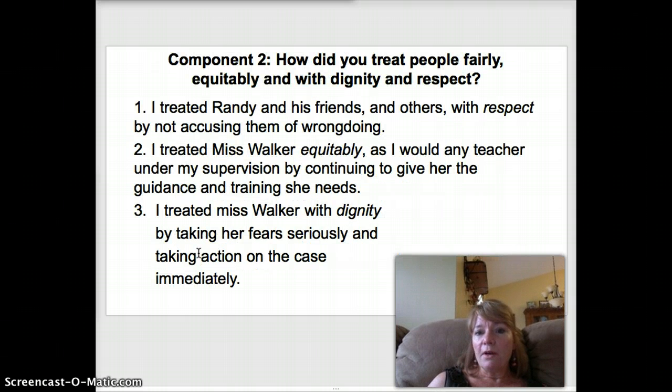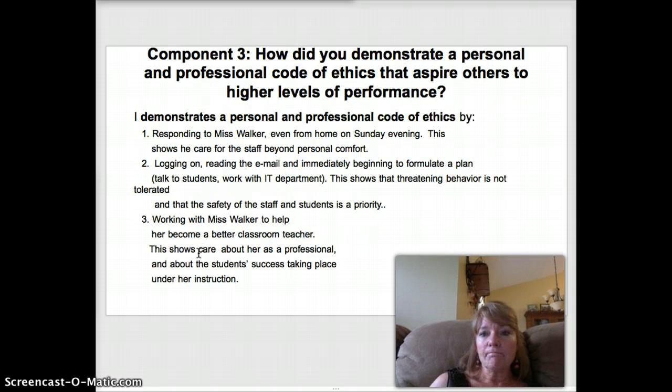How do I treat people fairly and equitably with dignity? I treated Randy and his friends and others with respect by not accusing them of wrongdoing. I treated Ms. Walker equitably as I would any teacher under my supervision who needed some help, continuing to give her guidance and training. And I treated Ms. Walker with dignity by taking her fears seriously and taking action on the case immediately.